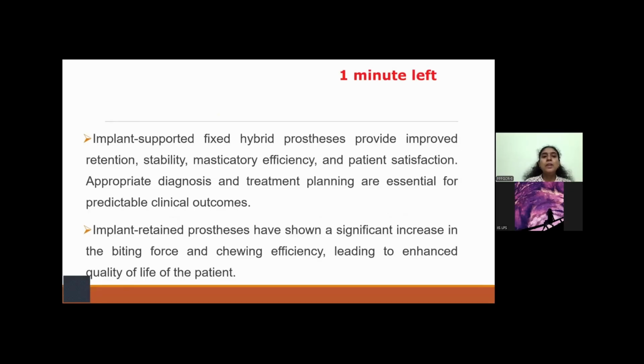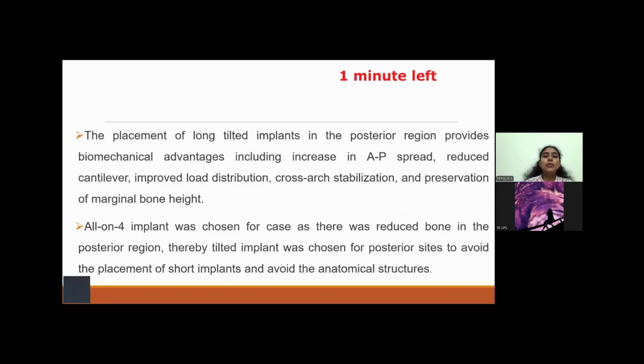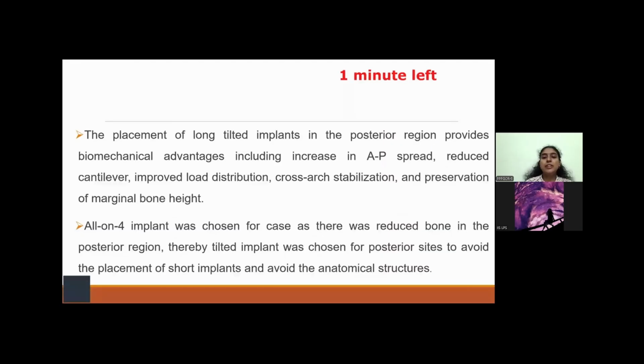The placement of long tilted implants in the posterior region provides biomechanical advantages, including increased AP spread, reduced cantilever, improved load distribution, cross-arch stabilization, and preservation of marginal bone height. All-on-4 was chosen for this case as there was reduced bone in the posterior region. Thereby, tilted implants were chosen for the posterior side to avoid the placement of short implants and to avoid anatomical structures.